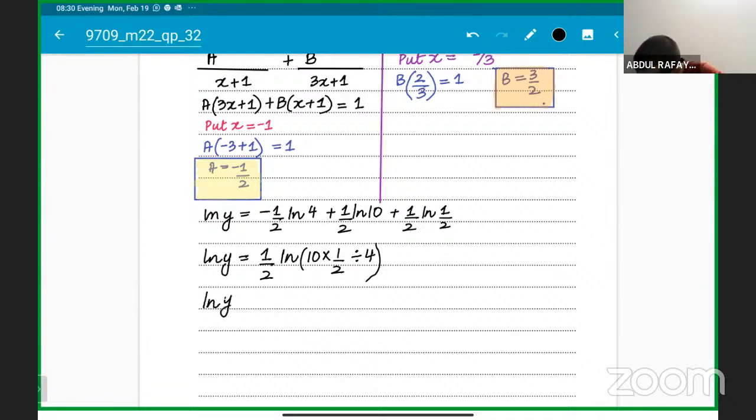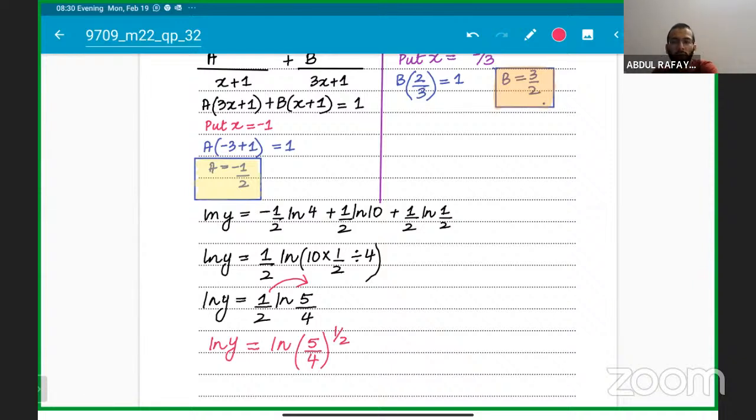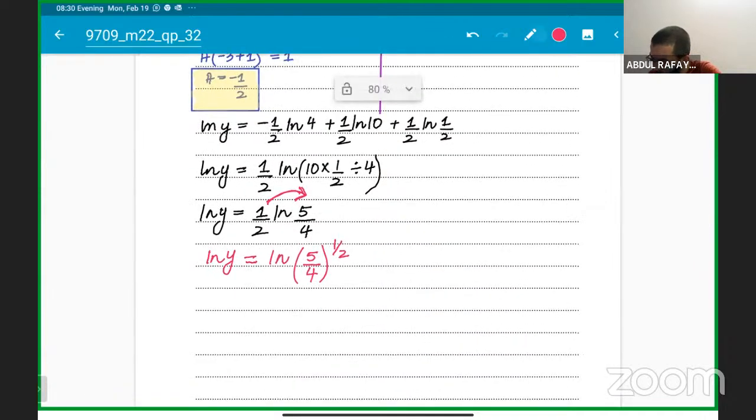So if our answer is correct, ln y is equal to half times ln of 10 times 0.5 divided by 4, which is basically 5 over 4. 10 divided by 2 is 5, 5 divided by 4 is 5 over 4. And if I take this above, ln y is equal to ln of 5 over 4 to the power of half. The coefficient half I'm taking as the power now.